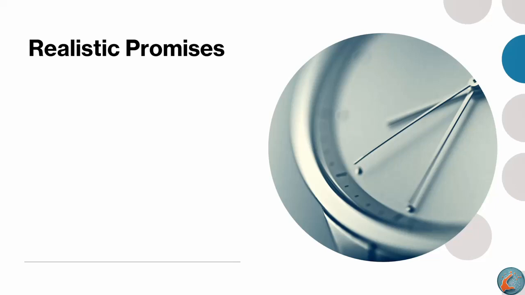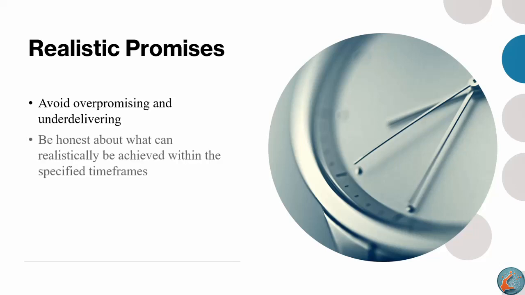Now, realistic promises. This is another important aspect of a customer IT relations person. Avoid over-promising and under-delivery. Do not tell your end user your problem will be resolved within 24 hours. That is over-promising, and you end up resolving the end user's problem within 2 weeks. This is something an IT customer relation should avoid.